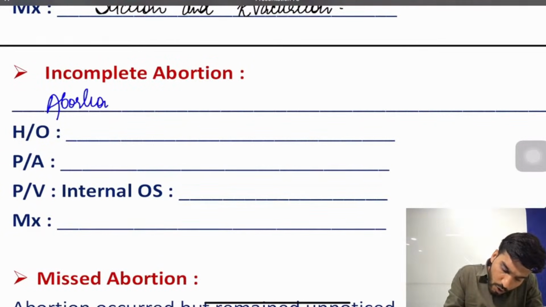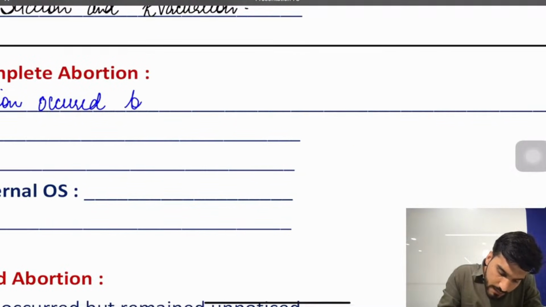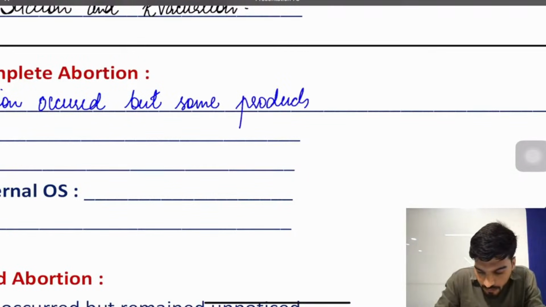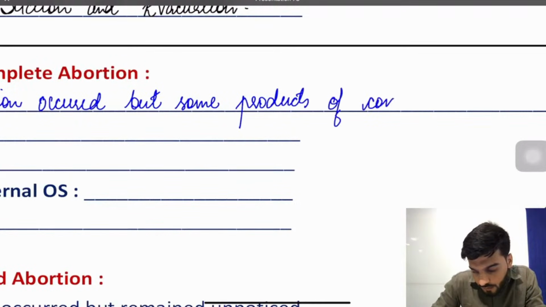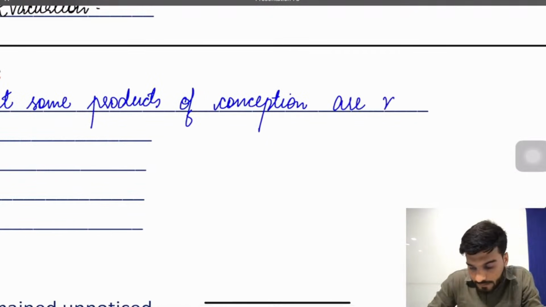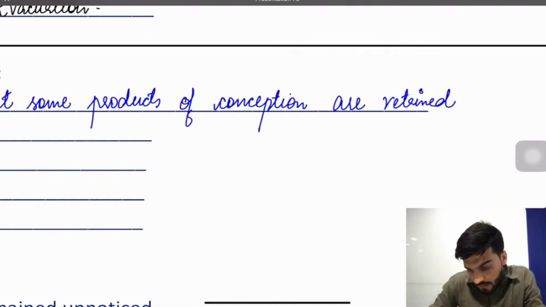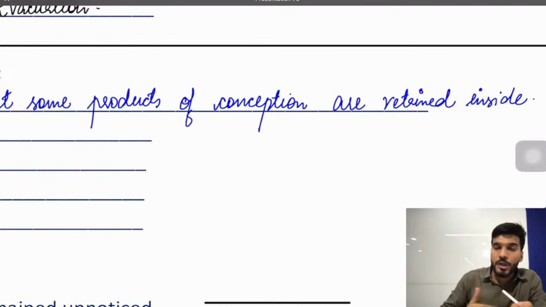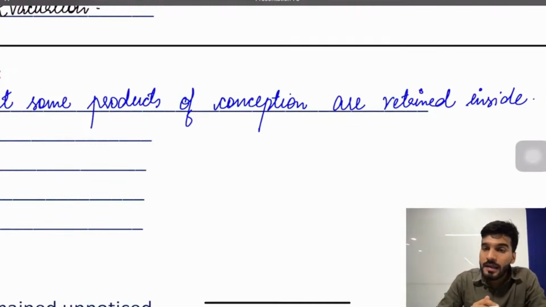So an incomplete abortion occurred, but some products of conception are retained inside. Okay, this is a classical case of an incomplete abortion. That means a patient will complain, sir, I passed some clots, but some clots are still inside. They are retained inside. Such type of abortion is called incomplete abortion.